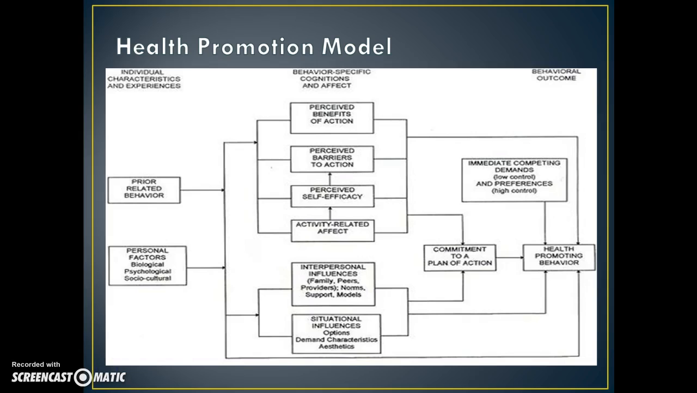The beginning of the health promotion model describes individual characteristics and experiences. The two parts of this section include prior related behavior, or how similar behaviors have been dealt with in the past, and personal factors, such as age, race, health behavior, and socioeconomic status. These factors are not likely to be changed or easily modified.